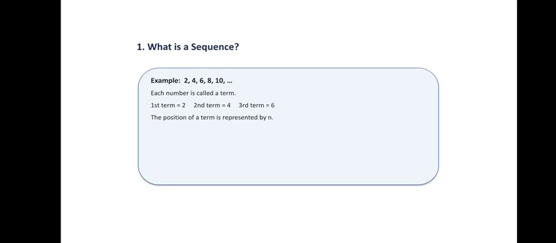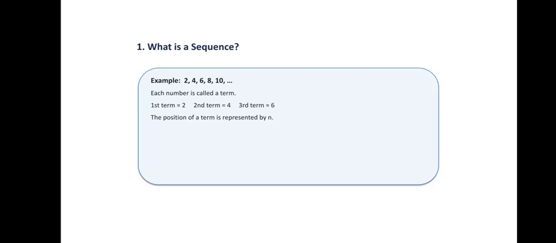So let's start with defining a sequence. What is a sequence? A sequence is going to be a list of numbers that follow a particular pattern or a rule. That is how we define a sequence. For example, 2, 4, 6, 8, 10, 3, 6, 9, 12. Those are some examples of sequence. It's just a list of numbers that are following a particular pattern or a particular rule.